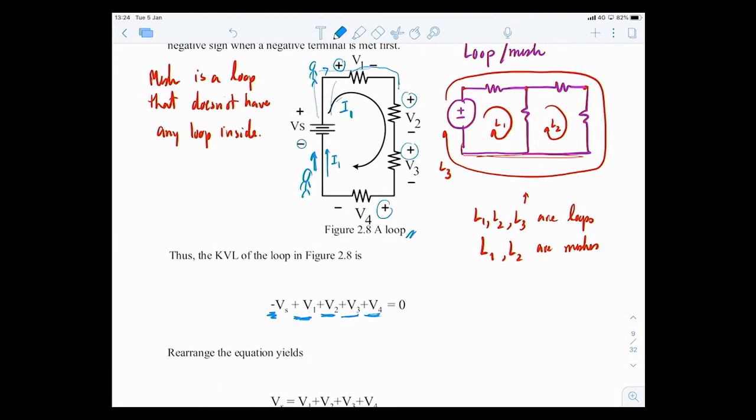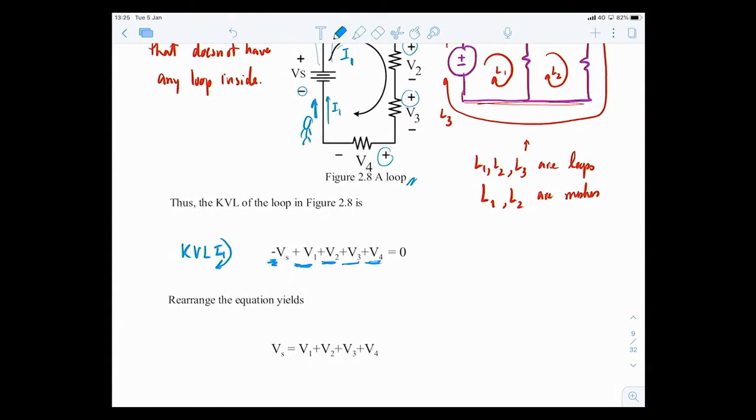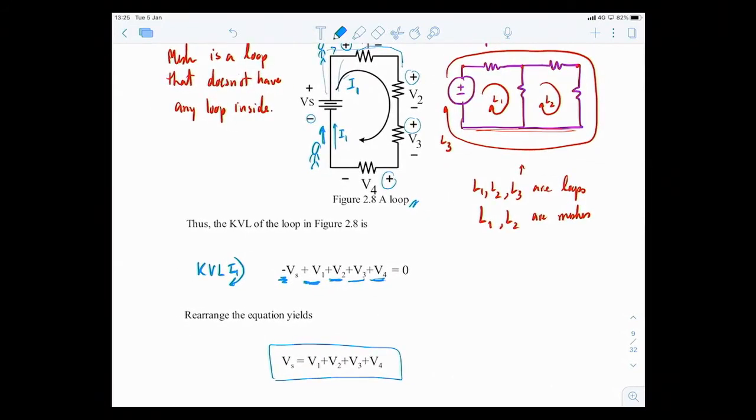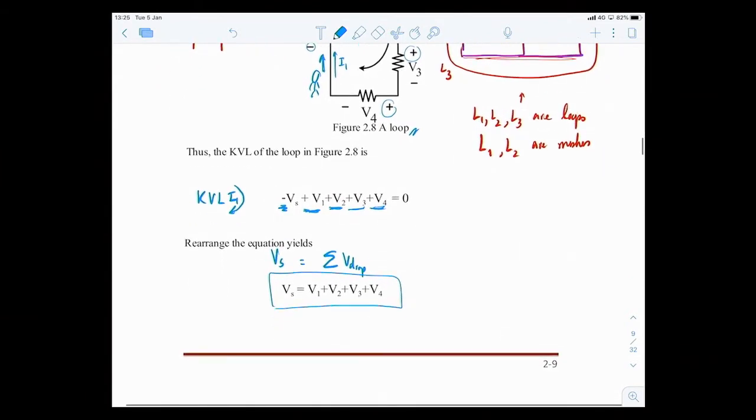This is KVL. I would normally write it like this, KVL of loop L1, loop I1. If you don't like the minus sign here, change sides. So you would have Vs equal to V1 plus V2 plus V3 plus V4. In other words, KVL states that the sum of the voltage drops around the loop is equal to the source voltage of the loop. So this is another way of saying KVL.